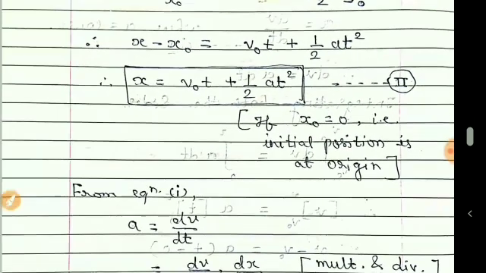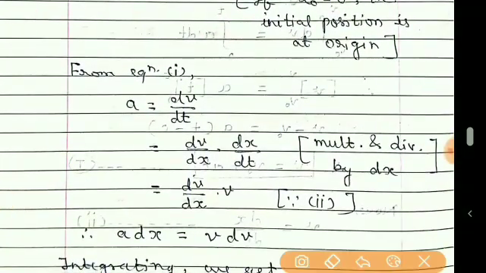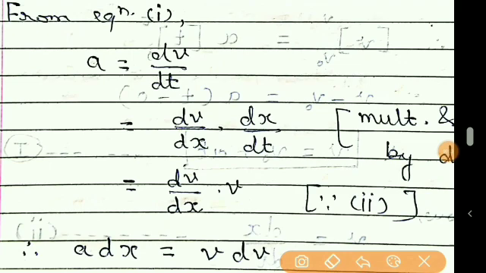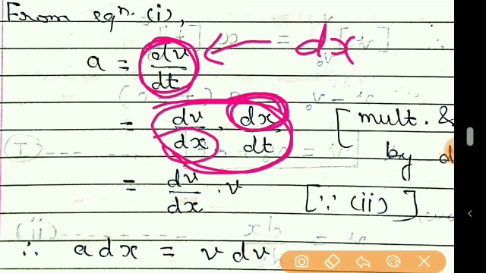Now for the last equation, that is the third kinematic equation. What is acceleration? It is dv by dt, which we have used earlier only. That is equation number 1. Now students, after this step, for this term I have written this term. Now you can see here in this term there is no dx, but I have included that dx here. So dx is multiplied also and dx is divided also.